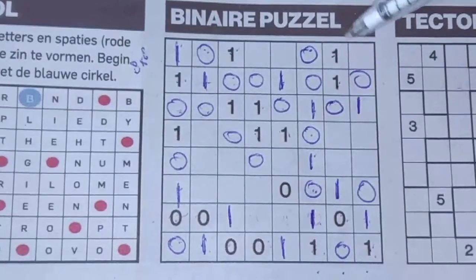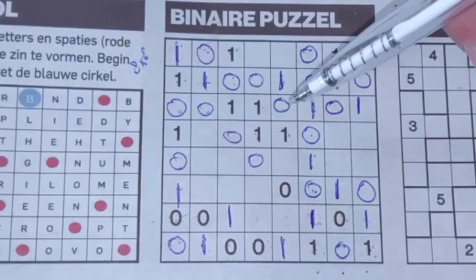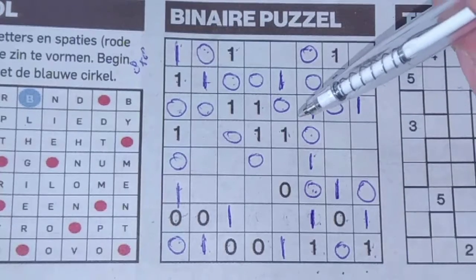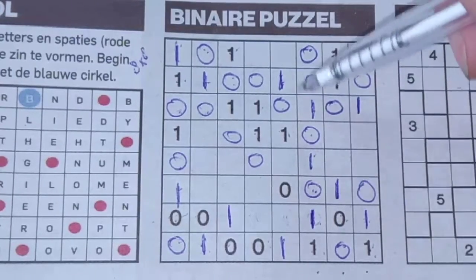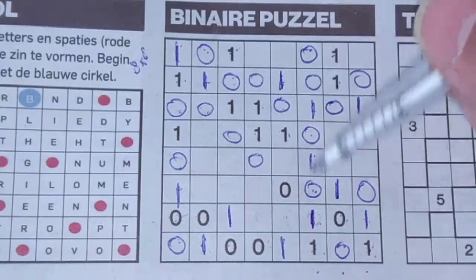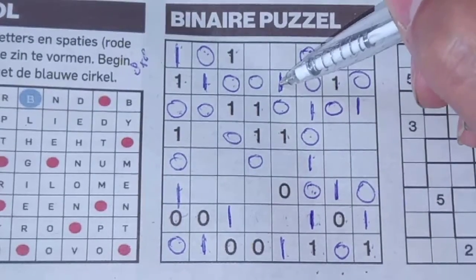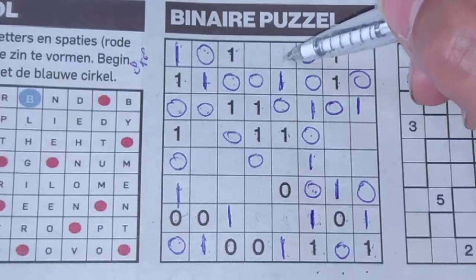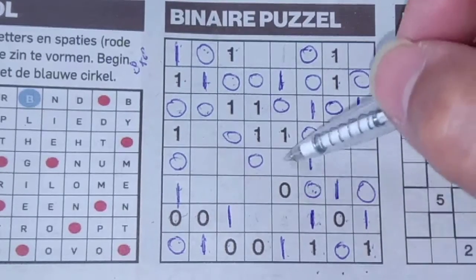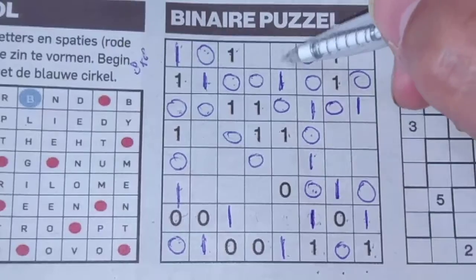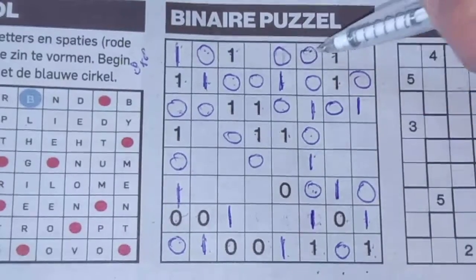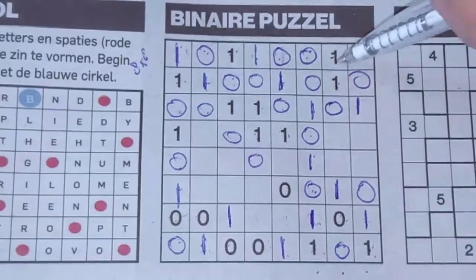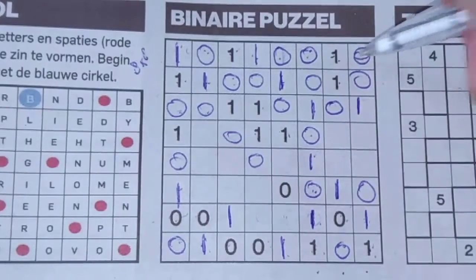And then, 1, 2, 3, 3 ones. If I place the 4th one here, then we have 3 O's in a row, not allowed, so this cannot be a 1. This should be an O. Double O here, 1, there 1. Now we have 4 ones, so the rest are O's.